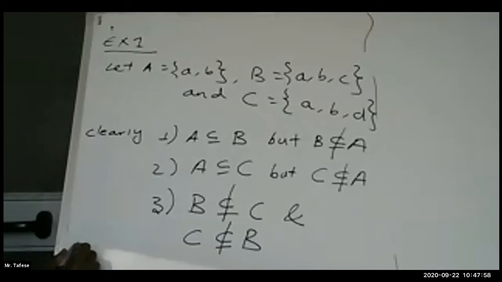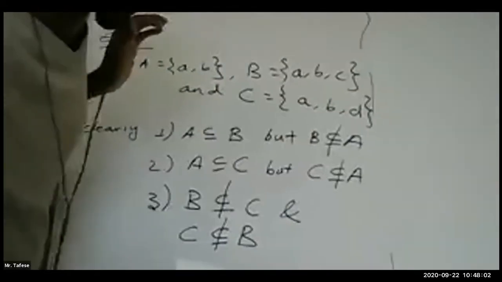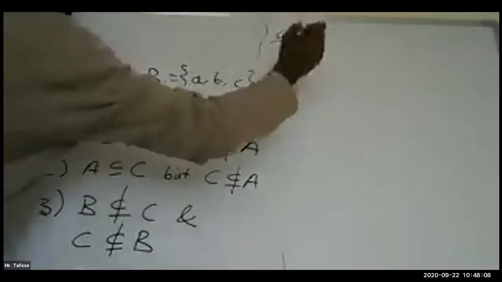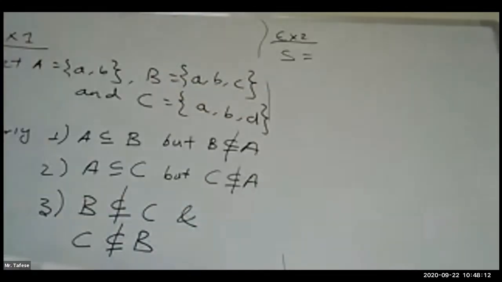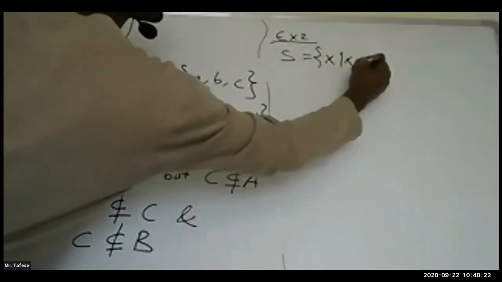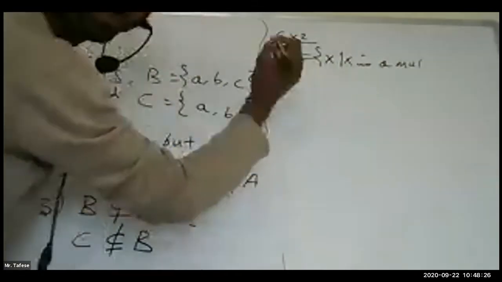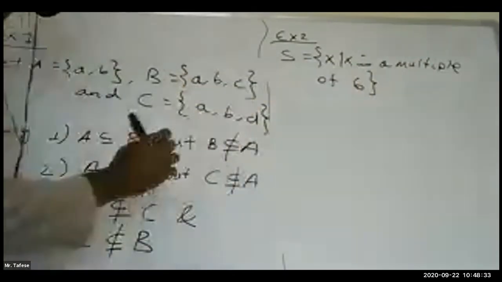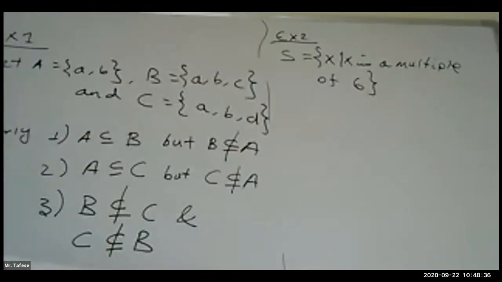Now, example number two. Suppose capital set S consists of elements that are multiples of six, the set of all x such that x is a multiple of six. As you can see, this set capital S is described using the set builder method as we discussed last week. So the set of all x such that x is a multiple of six.